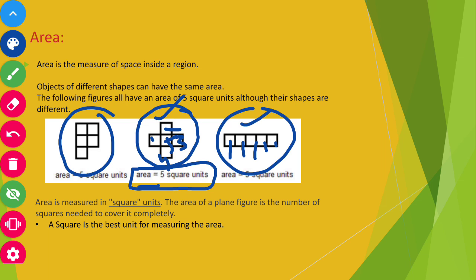So the area of a plane figure is the number of squares needed to cover it completely. Area is nothing but what? It is measured in square units, and the area of a plane figure is the number of squares which we need to cover it completely. So the square is the best unit for measuring the area.